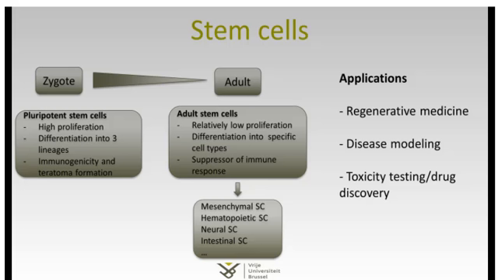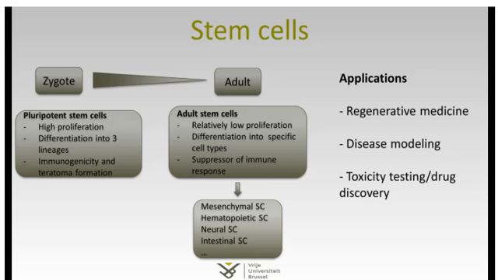From the other side, from the adult, we can derive many different kinds of adult stem cells. These cells have a relatively lower proliferation compared to the pluripotent ones, and can differentiate into fewer cell types, let's say, more specific cell types. But they have some very nice features, like the suppression of immune response, so they induce tolerance, for example, of a graft, and also they promote vasculogenesis. So they are maybe more useful, let's say, for the purposes I'm going to discuss later. As you can see, there are many adult stem cells, and they depend on the organ where they are derived from. So we can have mesenchymal stem cells, hematopoietic stem cells, neural stem cells, intestinal stem cells, and many others. So the applications of the stem cells are mainly three.